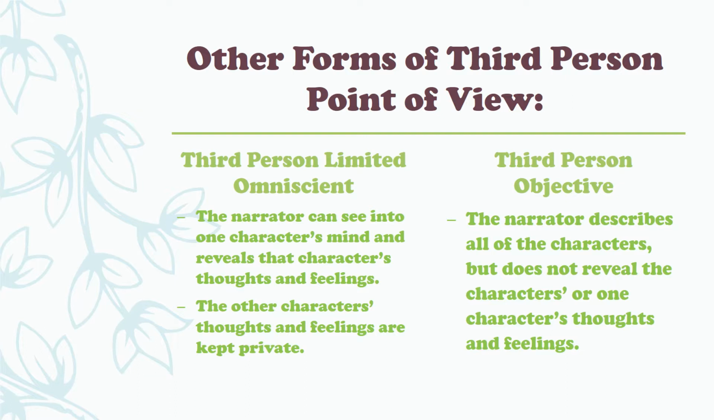In the third person objective, the narrator just describes all of the characters, but does not reveal one character's thoughts and feelings. So you can think of this as the narrator kind of sitting back, recording what's happening, kind of reporting what's happening and what the characters are saying, but not really getting into those deep thoughts, conveying the thoughts and feelings of the characters. So the narrator is not adding any comments or opinions about how the characters are feeling, and the narrator does not comment on the mood, the setting, just doesn't give any details that pertain to thoughts or feelings.